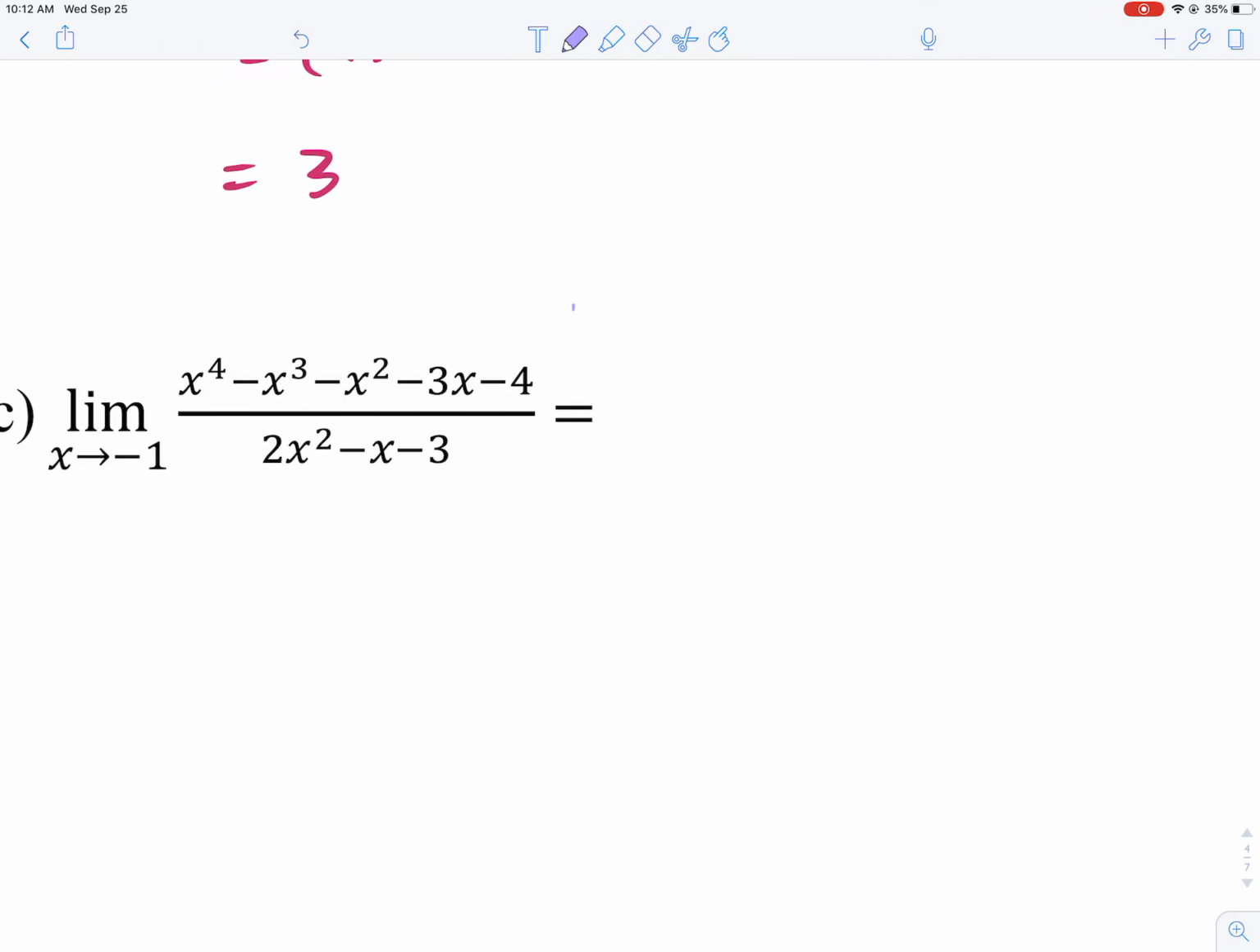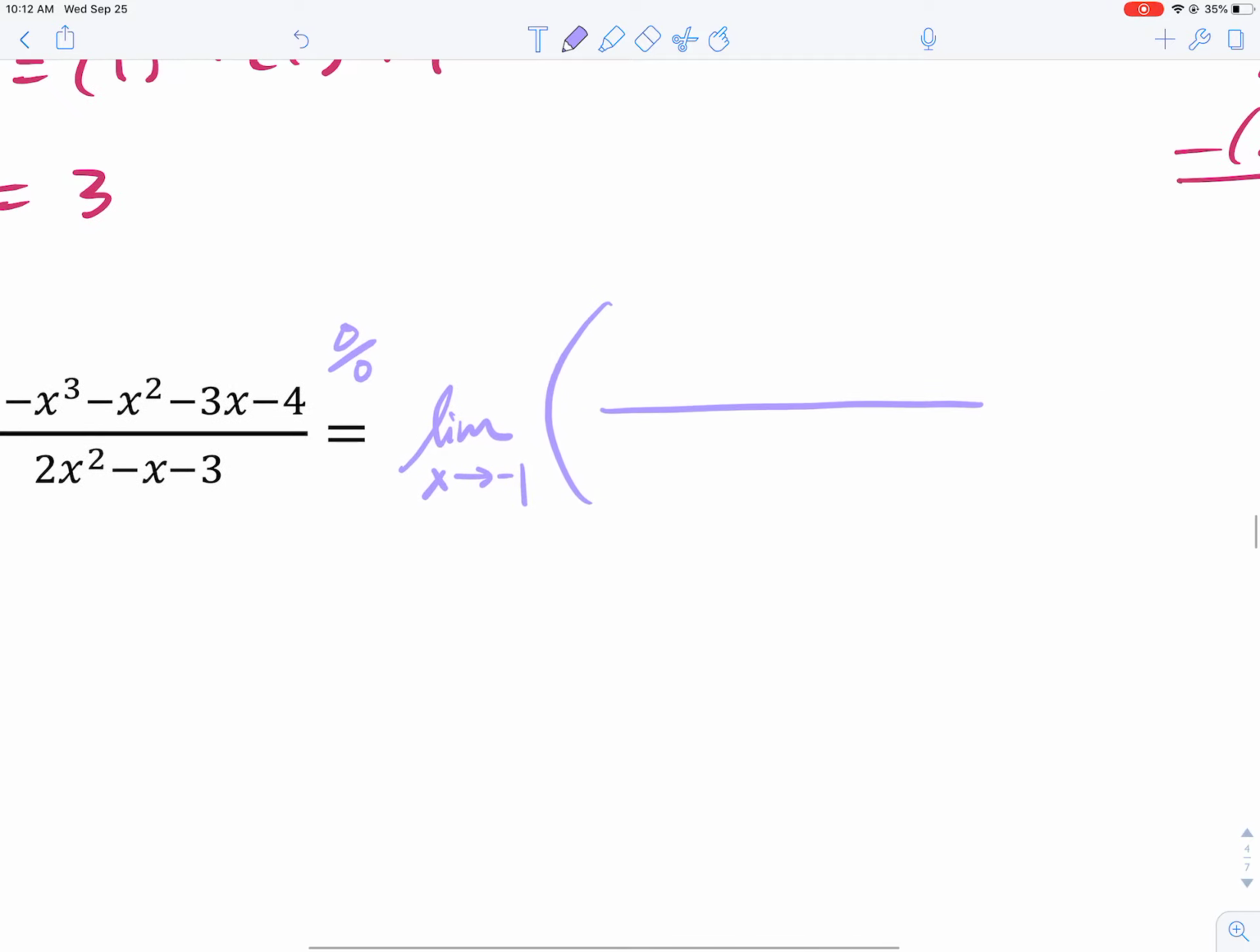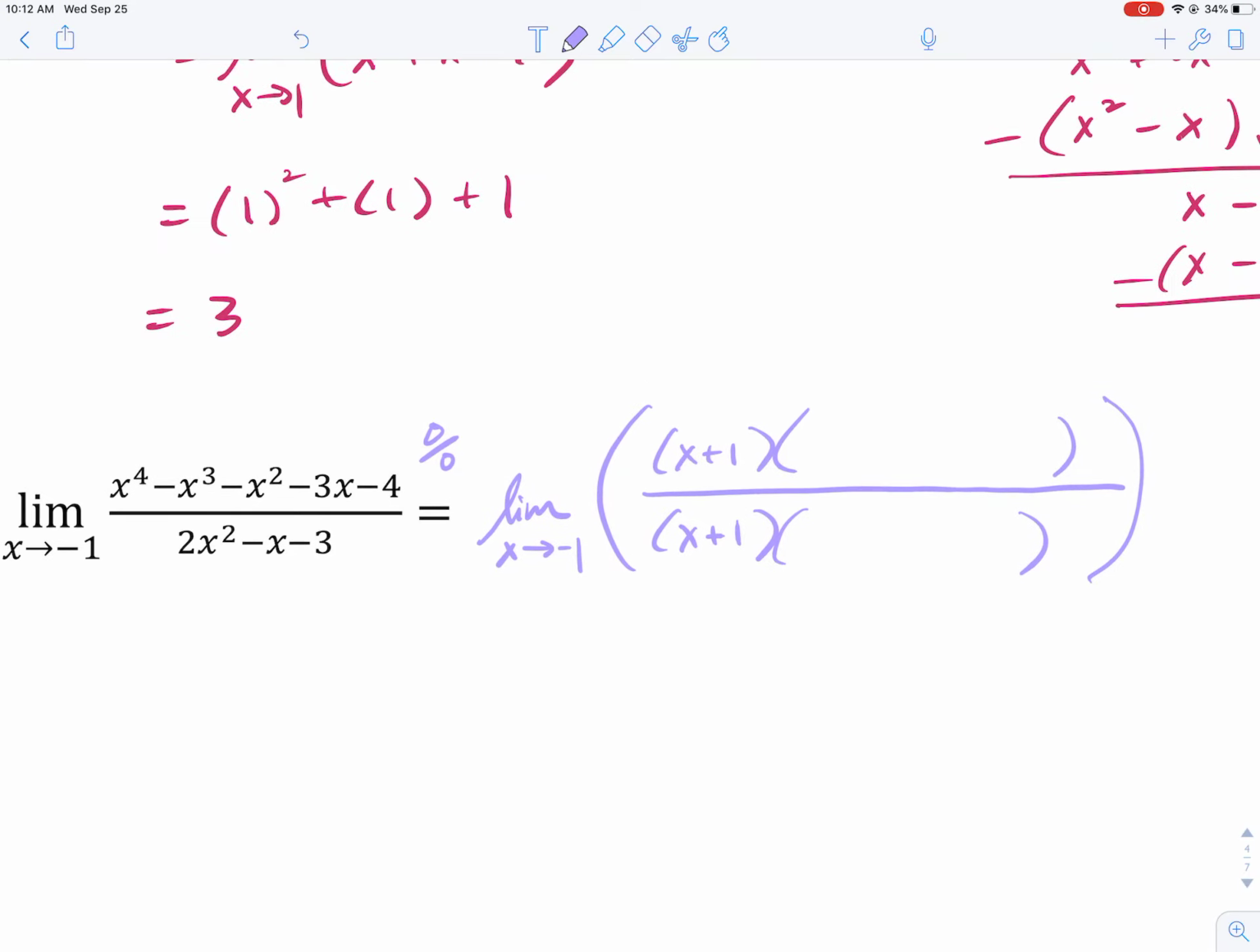For this one, we try direct substitution. You're going to end up with 0 over 0, which tells me that x plus 1 is a common factor in the numerator and denominator. And then I need to figure out what the other factors are in the numerator and denominator. Denominator is easy because that's a quadratic. So that'll be x plus 1 times 2x minus 3, which would give me 2x squared minus x minus 3.